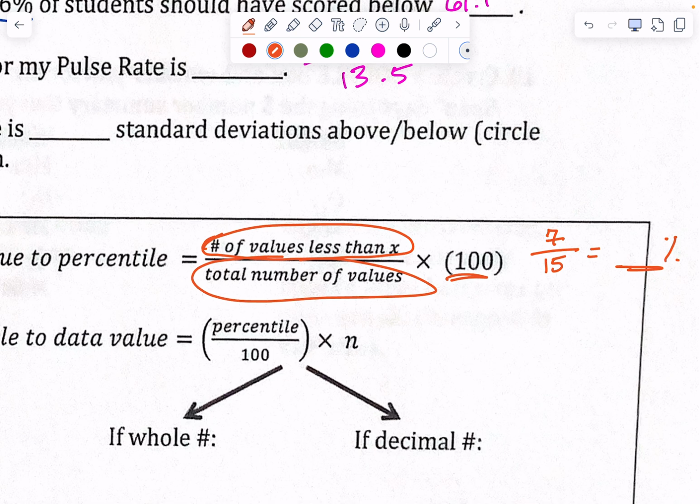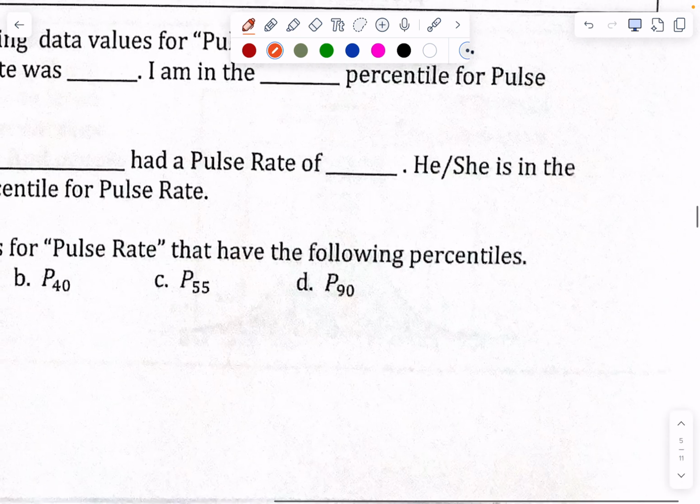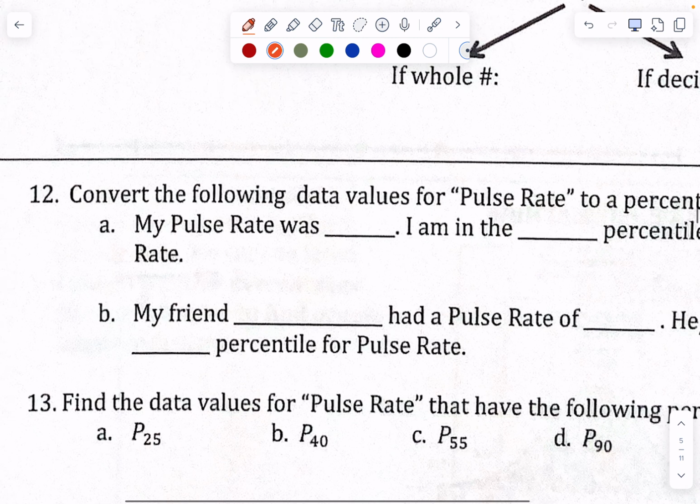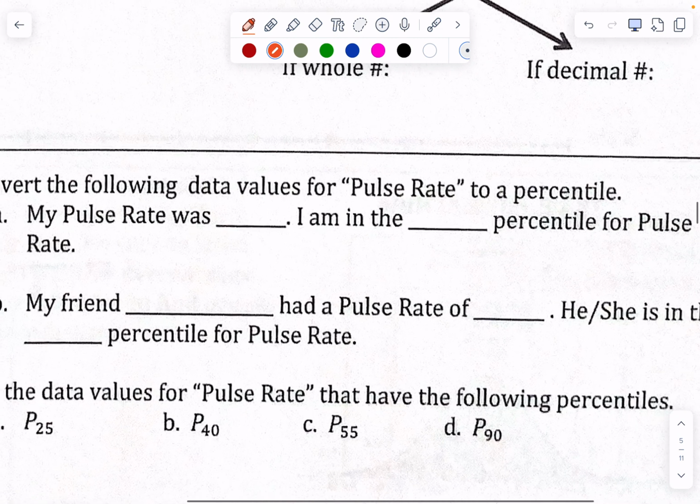Okay. All right, so do that real quick. Convert my pulse rate to a percentile. My pulse rate was this much. Put your pulse rate right here. I am in the blank percentile for pulse rate. How do we do that? So how many people are lower than you? Do I count someone that has the same as me? No. If you are tied, they are not lower than you. You both would have the same percentile score. So how many people are lower than you over 15, and convert that to a percentile?